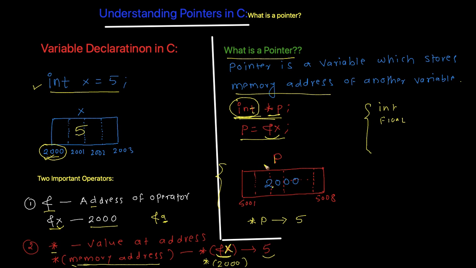Now, by using this P, how can I get the value of x? By using the star, or dereference, operator, I can say star P. What does star P give? The value at the address which is stored in P. What is the address stored in P? The address stored in P is 2000, so star P gives the value at address 2000, which is 5.